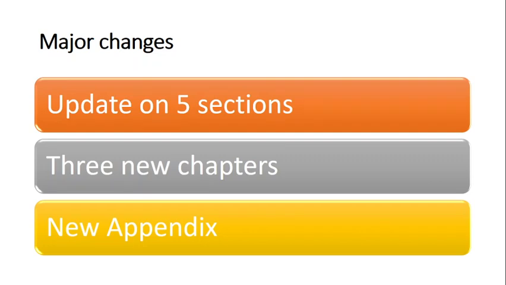What are the major changes? First, these are the three major changes. They have updated 5 sections. You know that there are so many sections in the book; mainly in 5 sections they have updated. They have incorporated 3 new chapters and they have added 1 new appendix also. These are the major changes. Come, we will see one by one what they are.